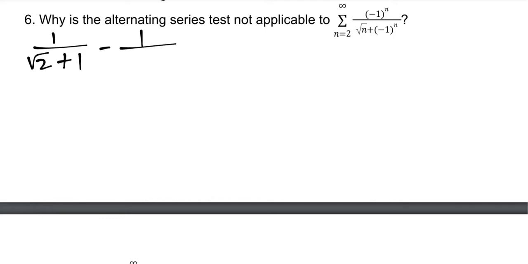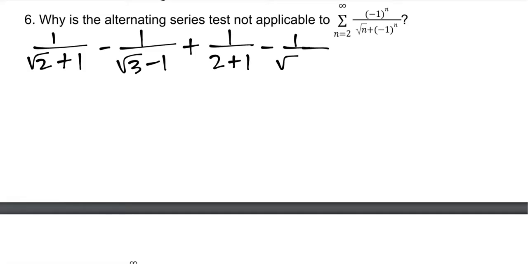So I'm going to just start with n equals 2. (-1)^2 is positive 1 over root 2 plus 1, minus 1 over root 3 minus 1, plus 1 over root 4 plus 1, minus 1 over root 5 minus 1. Okay, that's got to be enough terms for us to see the pattern.